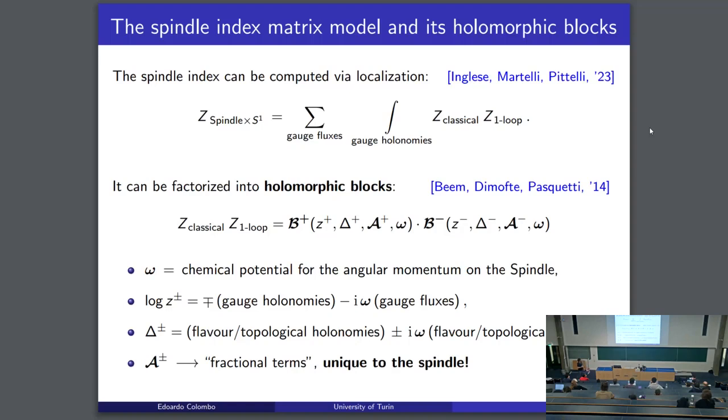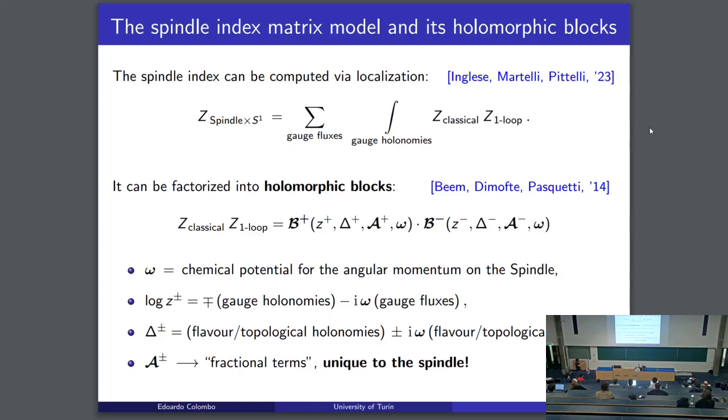The index has been computed by supersymmetric localization by Inglese, Martelli, and Pittelli. Schematically, this is going to be given by a sum over gauge fluxes, an integral over gauge holonomies, of an integrand which is a classical piece, which is the action evaluated at the BPS locus, and one-loop determinants. Now, before I give you the expression of the integrand, let me set the stage a little bit.